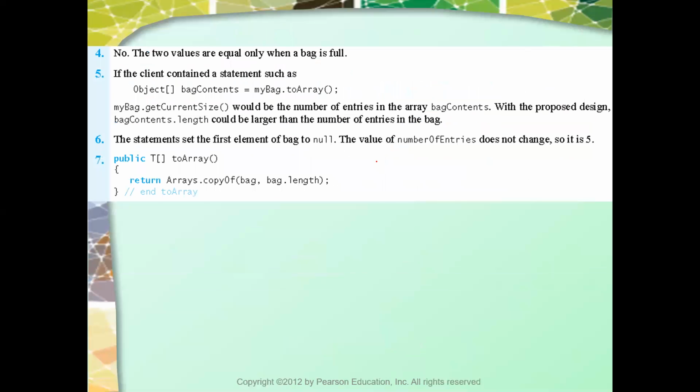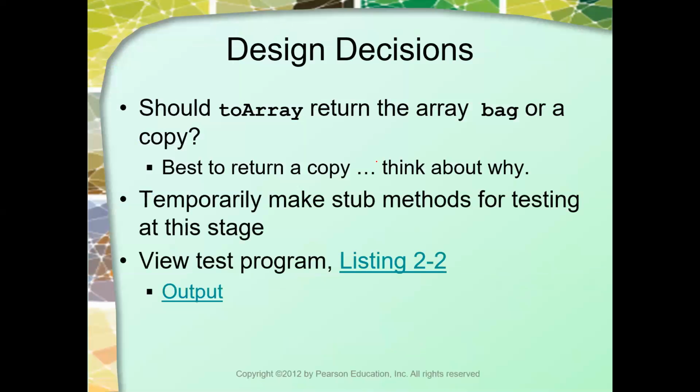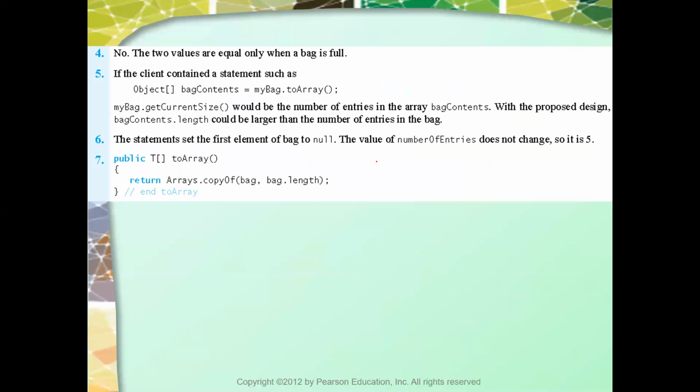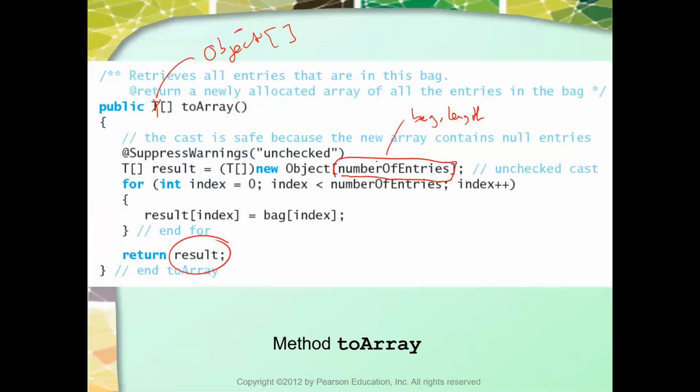What else is good? I think that we can skip over some of these things. There's some interesting stuff, but what about the toArray? Should it return the array bag or a copy? Why is it making a copy of the array? Why would we want to make a copy of the array? Why don't we just return bag? That would be an array that has all the items. Marco?